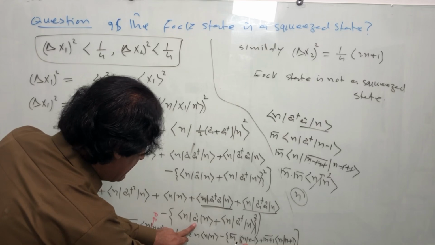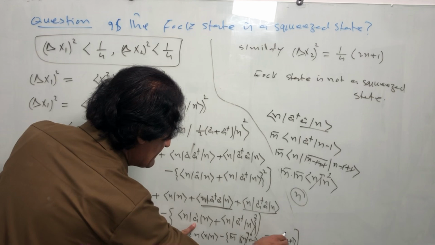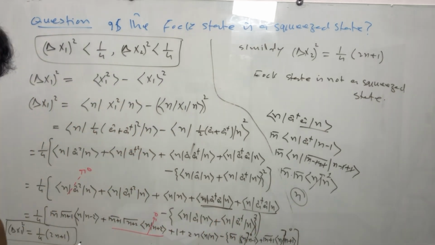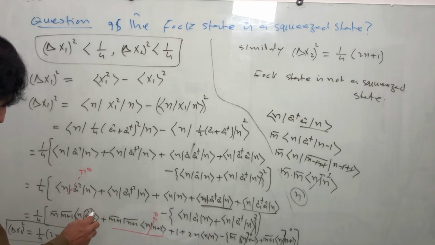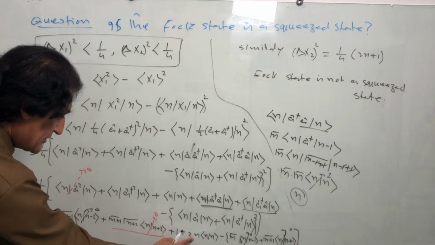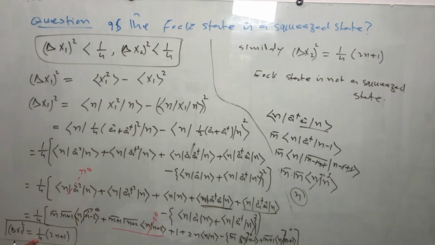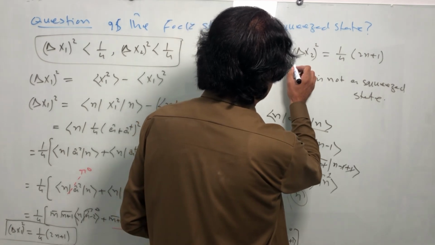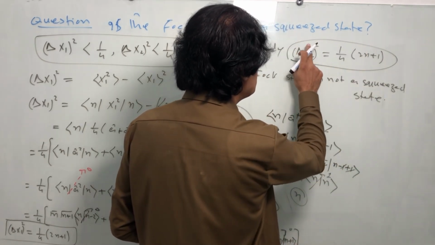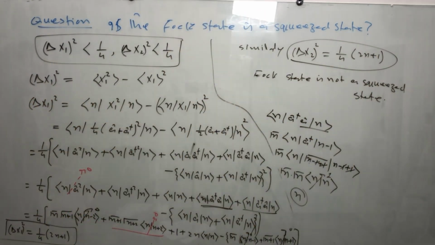Similarly, here if we apply this, you get n minus 1, this goes to 0, and this also goes to 0. Then you have only 2n, and this is equal to 1. So you have 2n plus 1 times 1 over 4. So delta x1 squared is equal to 1 over 4 times (2n plus 1). And similarly, you can find delta x2 squared, which is equal to 1 over 4 times (2n plus 1). This similar method you can apply.